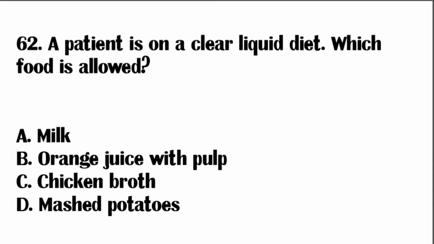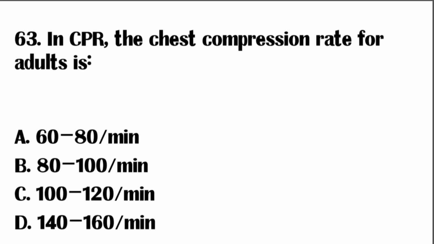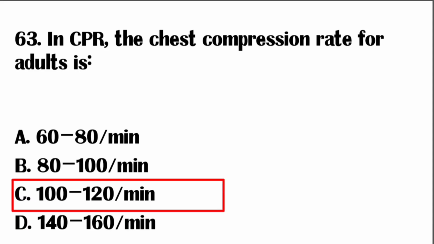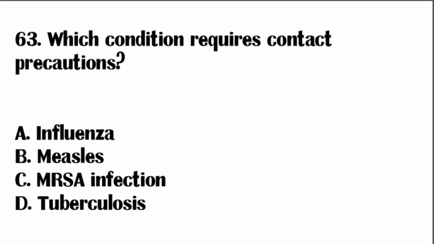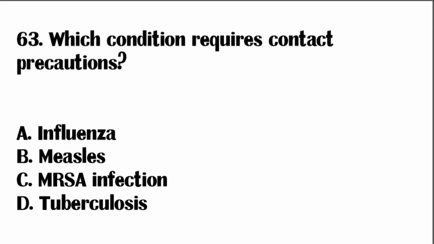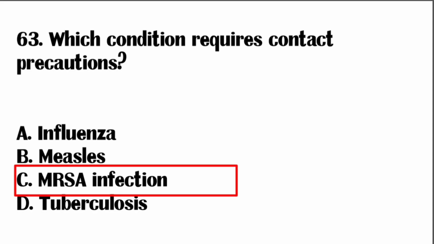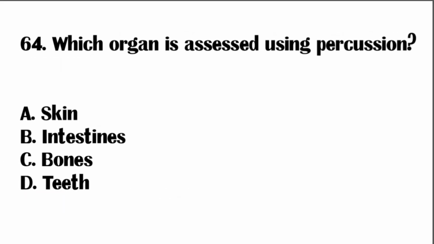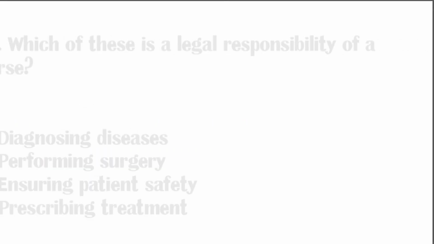Next question. A patient is on a clear liquid diet. Which food is allowed? Correct answer: chicken broth. Next question. In CPR, the chest compression rate for an adult is? Correct answer: 100 to 120 per minute. Next question. Which condition requires contact precautions? Correct answer: MRSA infection. Next question. Which organ is assessed using percussion? Correct answer: intestine.